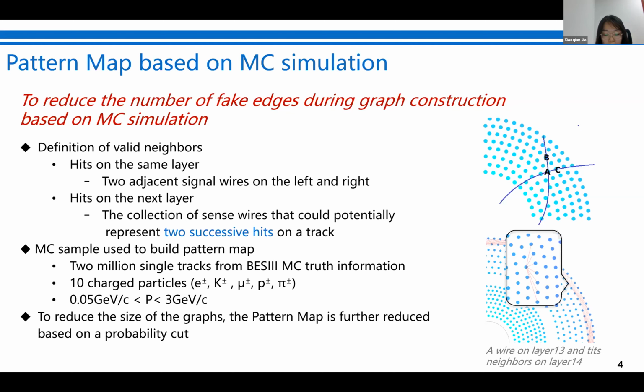The samples come from single track Monte Carlo truth information, including 10 kinds of particles that can be detected by the main drift chamber. And when we are using the map, it can be reduced according to the probability of the neighbors, which can further reduce the size of the graph.